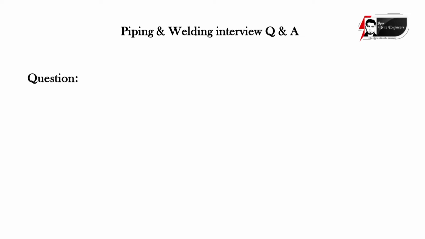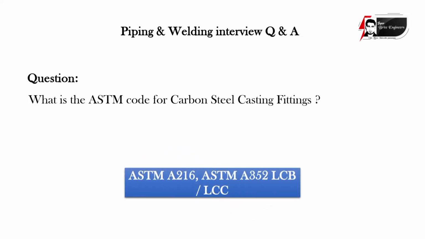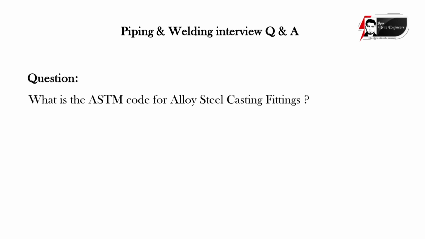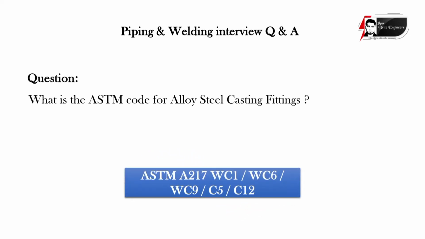What is the ASTM code for carbon steel casting fittings? ASTM A216, ASTM A352, LCP, LCC. What is the ASTM code for alloy steel casting fittings? ASTM A217, WC1, WC6, WC9, WC5, WC12.